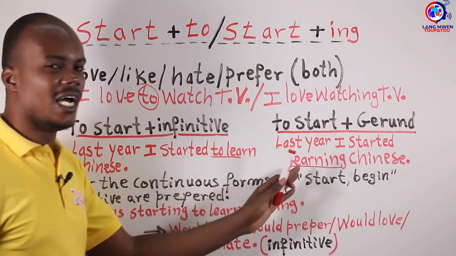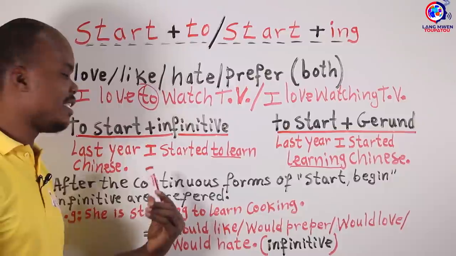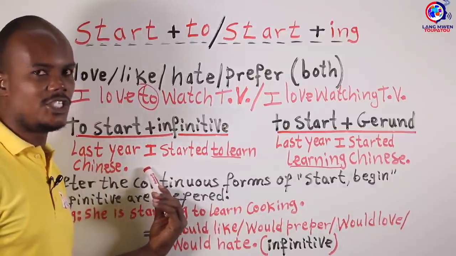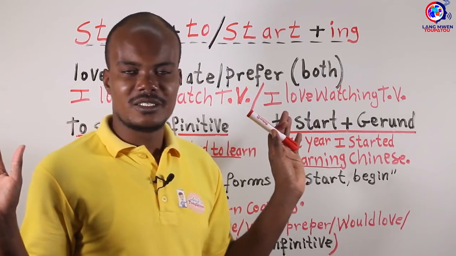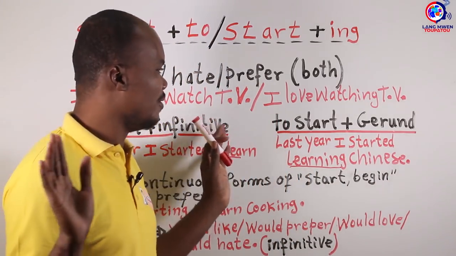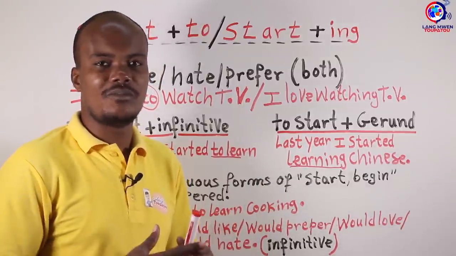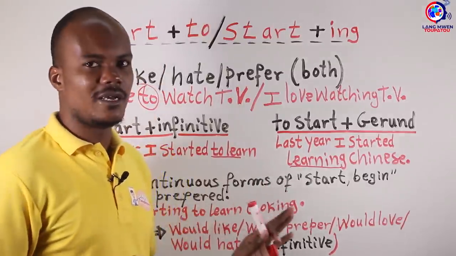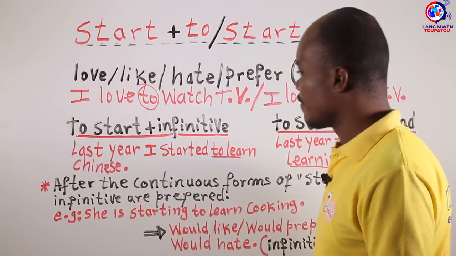Même exemple ça que je prends là. Last year, I started to learn Chinese. L'année dernière, moi j'ai commencé à apprendre chinois. The same thing. Okay, good. So it's your choice. It depends on you. C'est pour dépendre de vous-même. C'est choix pour ce que vous voulez ou dire. Okay, good. Let me show you something.